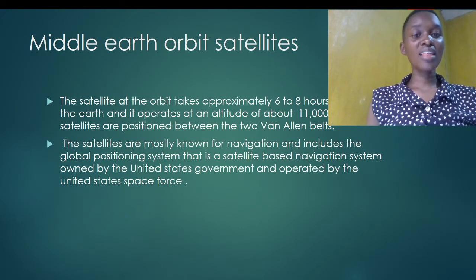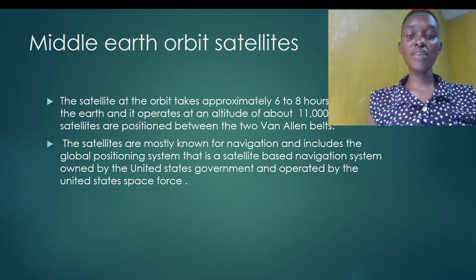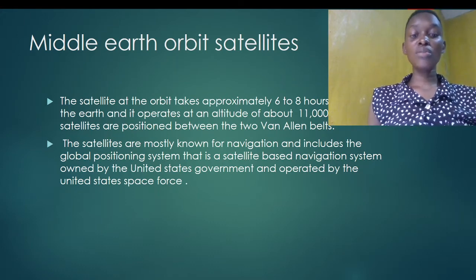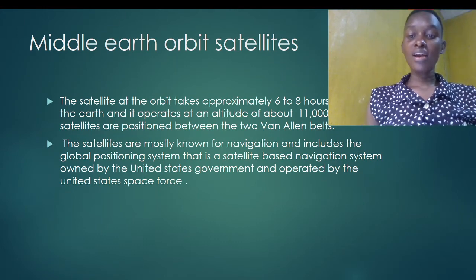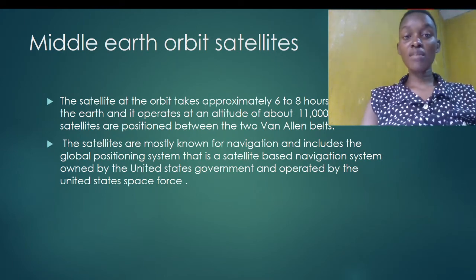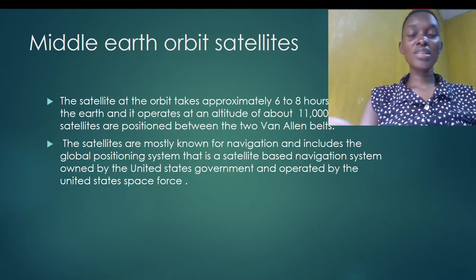Then the middle Earth orbit satellites are mostly known for navigation, and they include the Global Positioning System, known as GPS, that is owned by the United States government, and it's mostly a satellite-based navigation system, and it takes a period of 6 to 8 hours to circle the Earth. It is located in between the two Van Allen belts. Plus, the middle Earth orbit satellites are associated with inclined orbits.